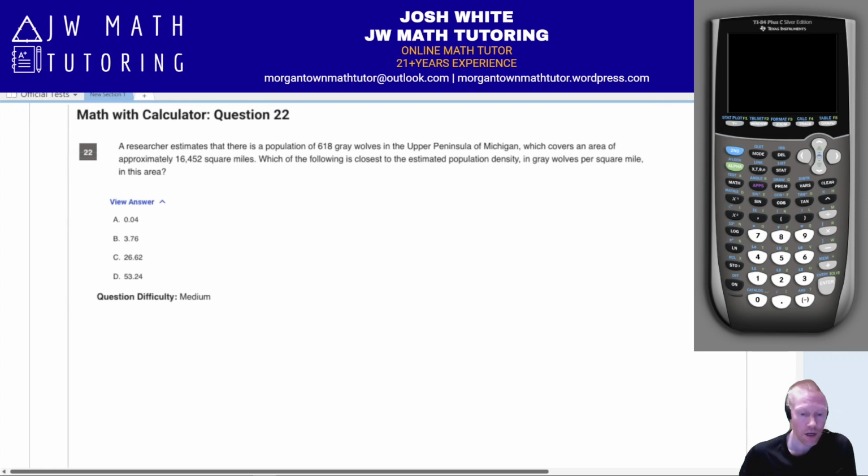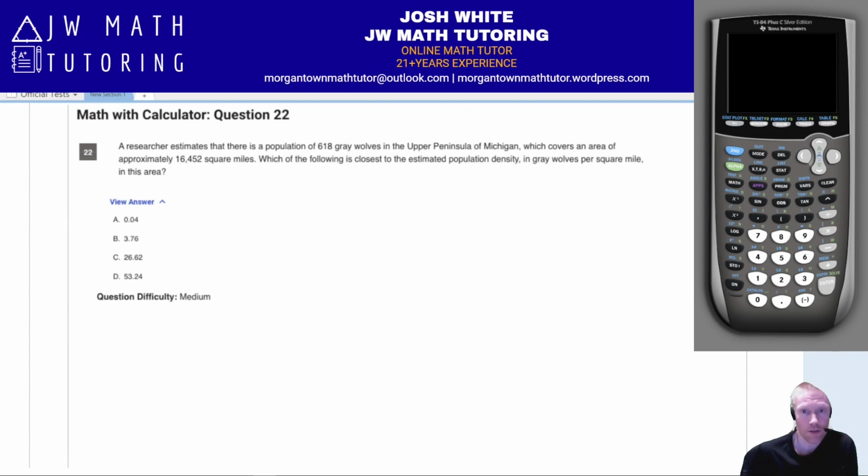Next question, problem number 22. So here we have basically a problem that we can solve just by dividing the two numbers that were given. Essentially they're asking for the population density here, which is gray wolves per square mile. And so they give you the number of gray wolves, they give you the number of square miles. So you don't have to do any unit conversions or anything else. You just divide these two numbers, and then that's it.